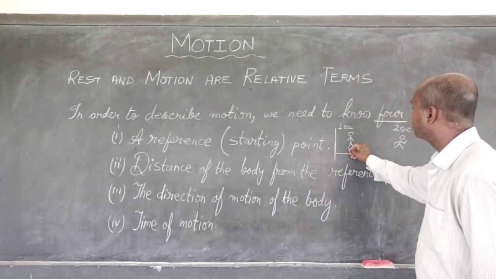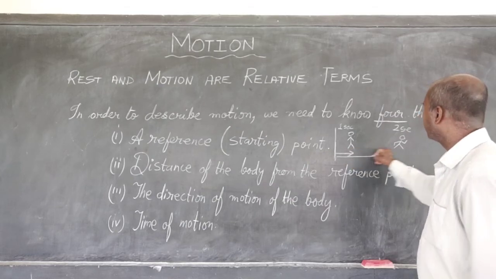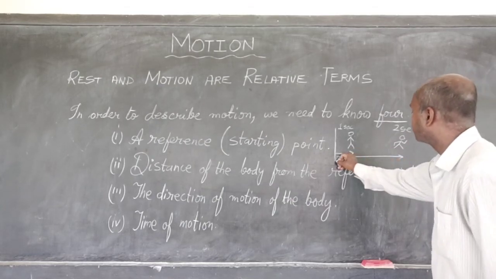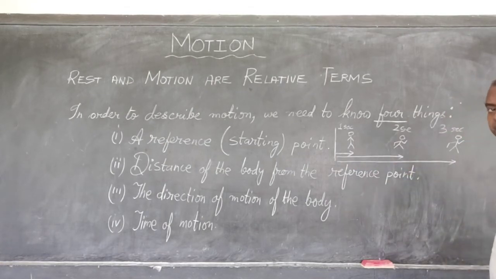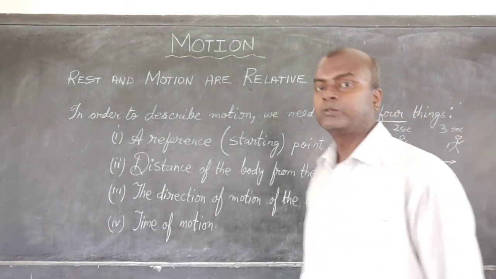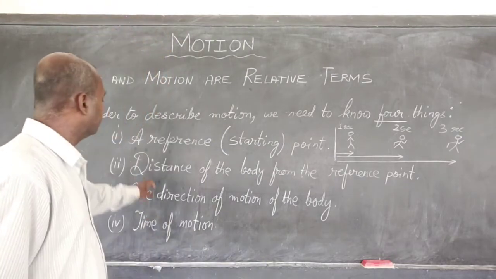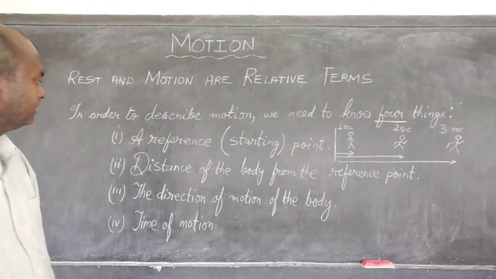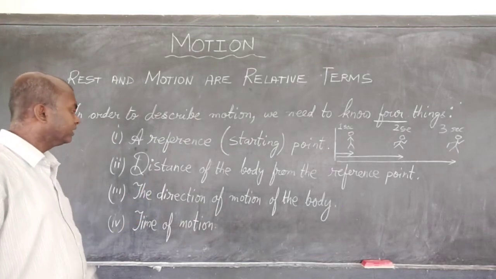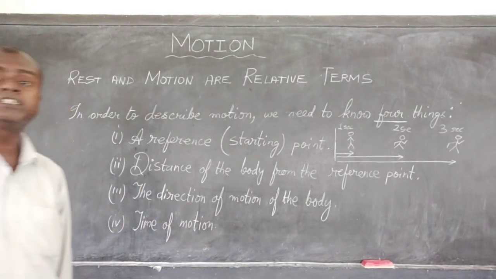See, first 1 second, this is the distance. Then after another 1 second, this is the distance. Then after another 1 second, this is the distance. This distance is not same. It keeps on increasing from the starting point. So the distance of the body from the reference or starting point is the second thing that you have to know in motion. Third thing, which direction the body is moving.